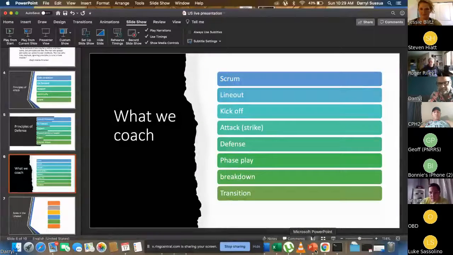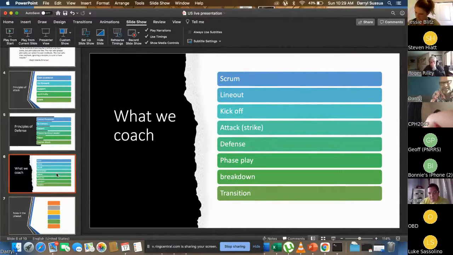Right. If I just jump back into this again, I'll move through this a bit quick because I'm looking at the time. The next thing, those are the 8 areas of the game we have to coach. Scrum, we need a solid scrum. We need a good line out, or on the other side of it, we're trying to disrupt the opposition. Attack strikes.